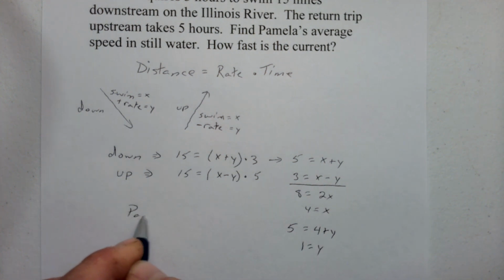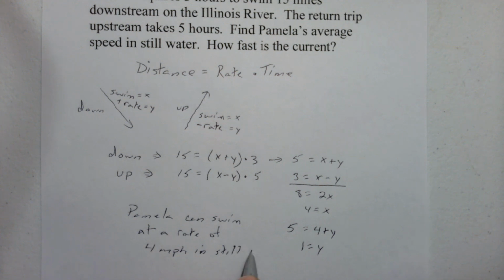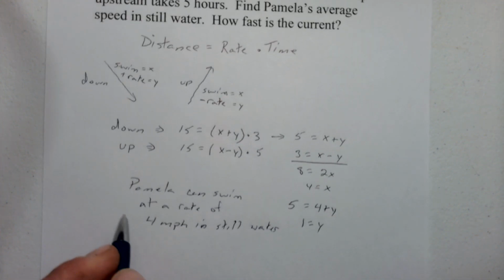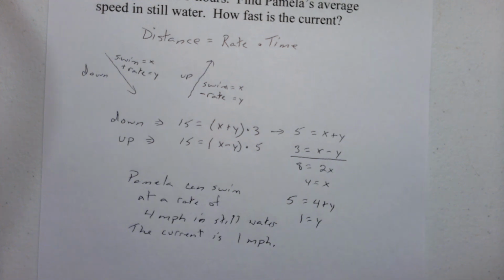So we know that Pamela can swim at a rate of approximately 4 miles per hour in still water, and the current is approximately 1 mile per hour. And that's our first type of system of equations that we're going to be running into today.